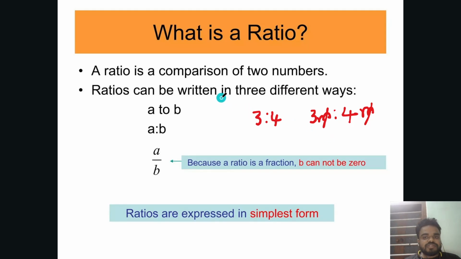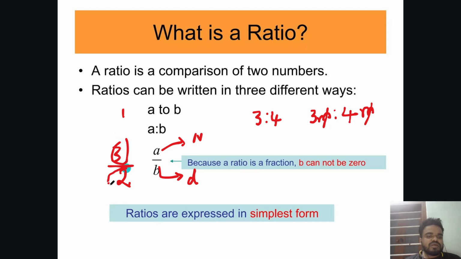The ratio is a comparison of two numbers. So a ratio can be written in three different ways. One, A to B, then second way, A is to B, or A by B. So this number is called the numerator and this number is called the denominator. Got it? Here I will show you an example. 3 by 2. This 3 is the numerator and this 2 is the denominator. So 3 by 2 is a ratio.